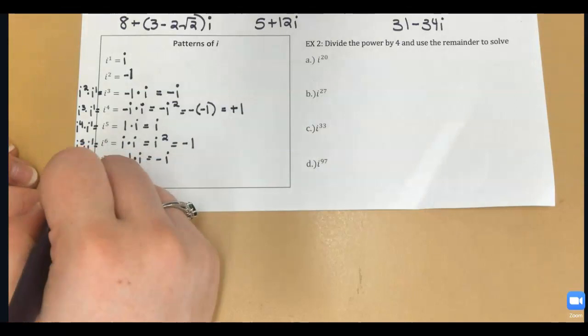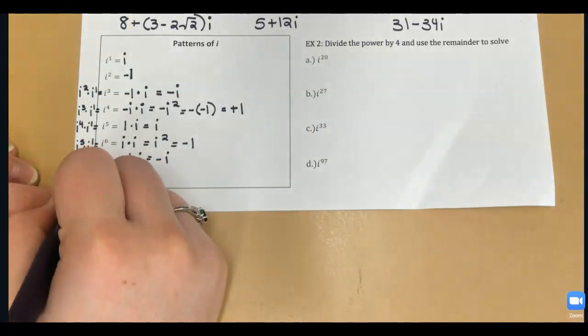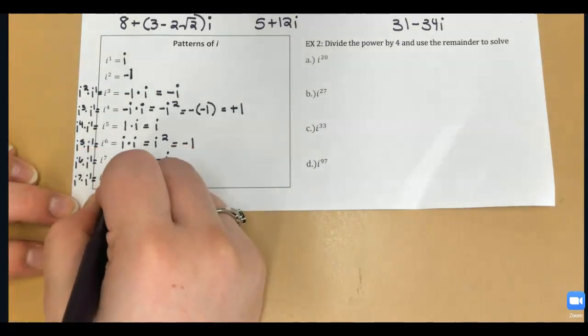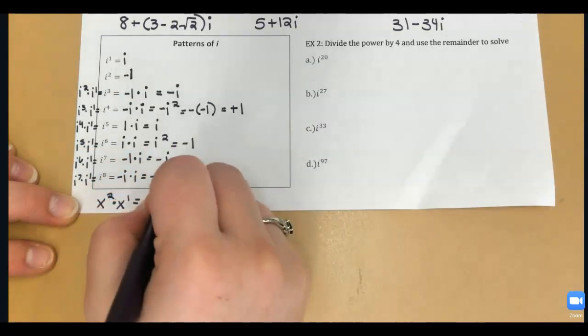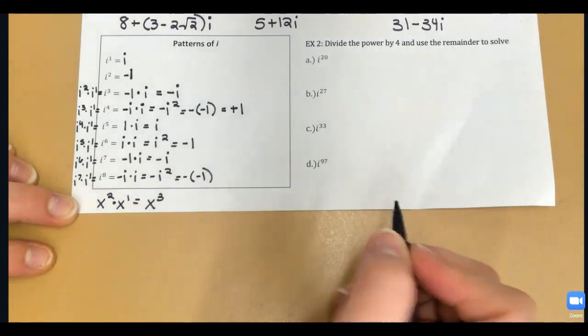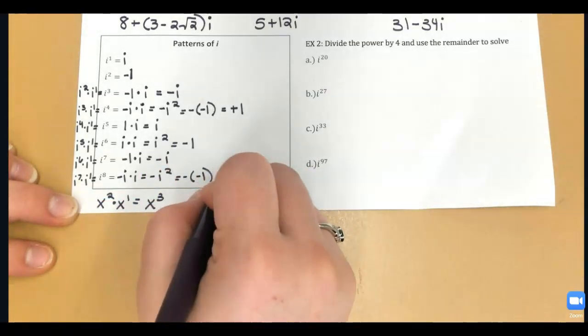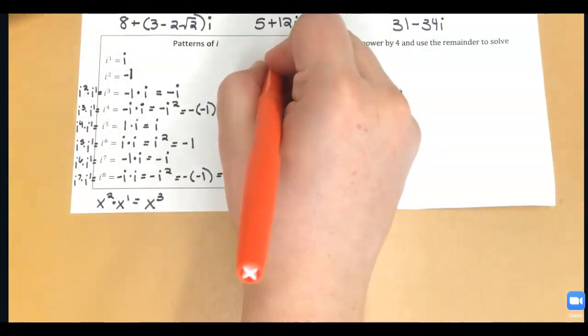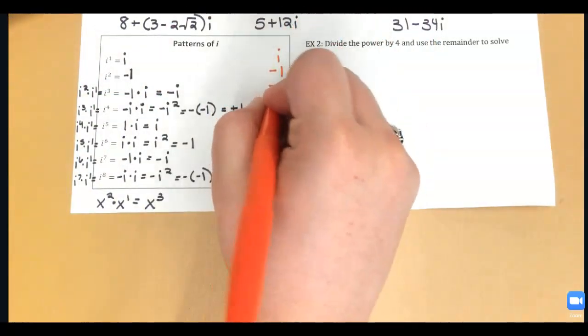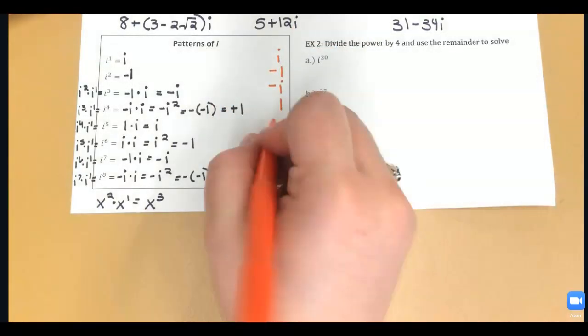And then i to the eighth, that would be i to the seventh times i to the first. So -i times i, again, that's -i squared. I know i squared is -1. The negative of -1 is +1. So what we have seen, just to recap at this point, is i, -1, -i, +1.